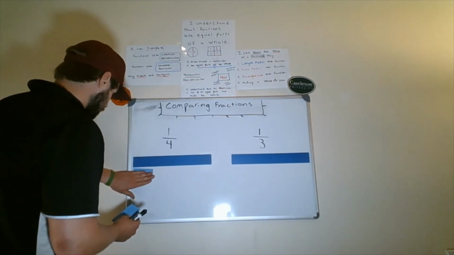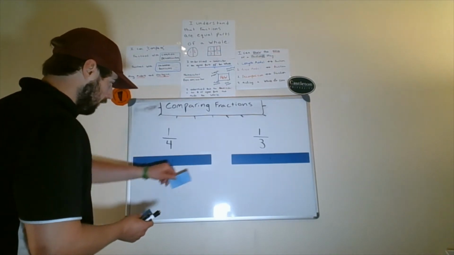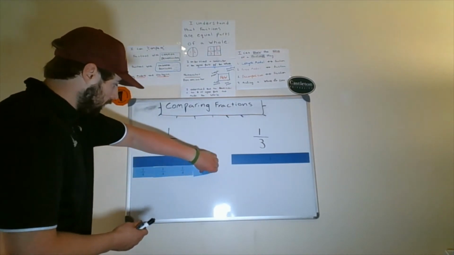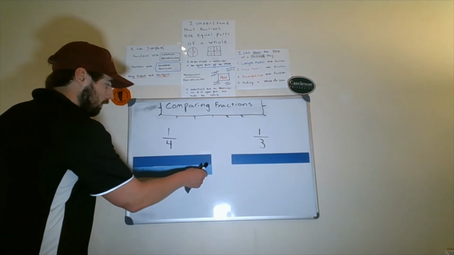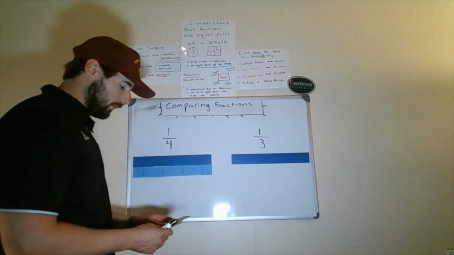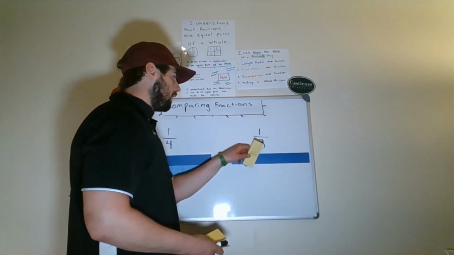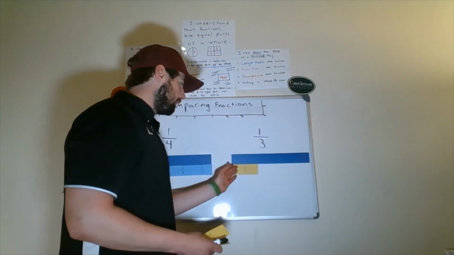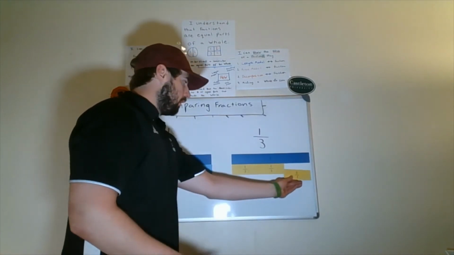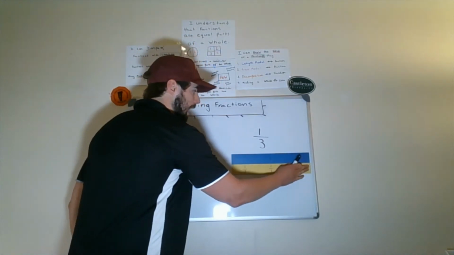1/4, I know 1, 2, 3, 4. Oh, my 4th is upside down. 4 equal parts make this whole when I'm talking about fourths. Looking at my 3 in my denominator, 1/3, I know that when I'm talking about thirds, 1, 2, 3 parts make that whole.